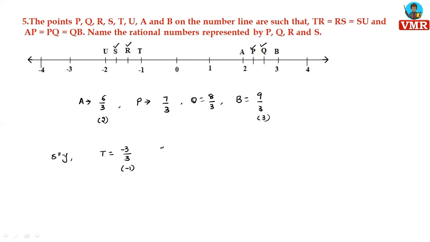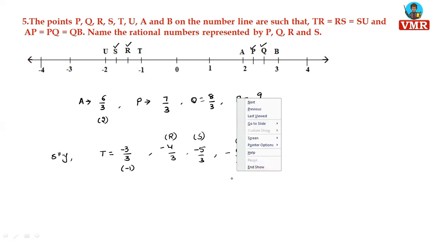So after minus 3 by 3, we have minus 4 by 3. Okay, again minus 5 by 3. And minus 6 by 3. So, okay, this is the value of R. This is the value of S. And this is the value of U. U value here, minus 6 by 3. What is the value of minus 6 by 3? Minus 6 by 3 is minus 2. So we have the minus 2 value.